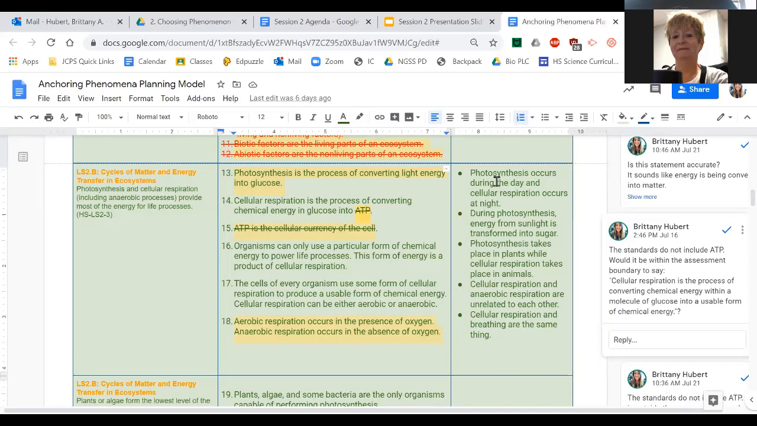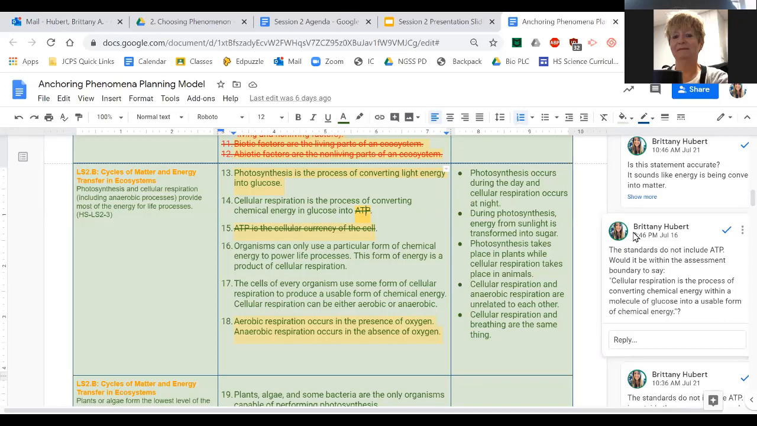And this was something that took us a long time to get over as biology teachers, for those of you who have taught biology. The standard does not include ATP. Our old standards, our quality core standards, included ATP. But NGSS does not say anything about ATP. It's outside of the boundary. And so we needed to figure out what exactly students needed to know.